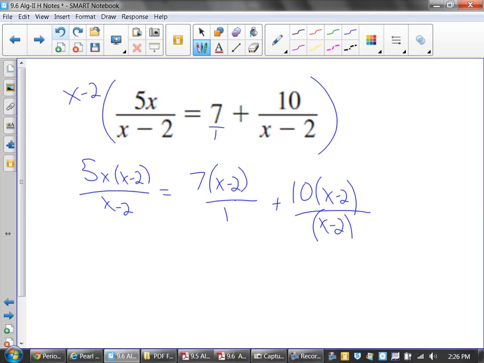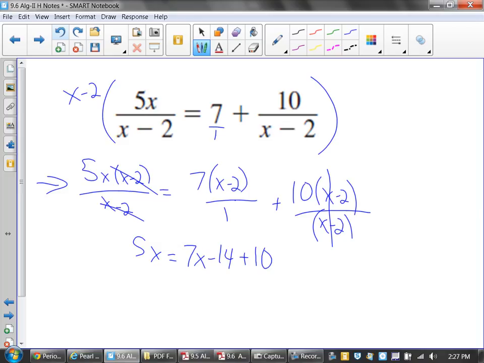The only reason why I'm writing out this secondary step is just so you can see why these things drop out, why the denominators go away. Can you drop out x minus 2? Yes, and that's why I'm showing this. As we get further into this, starting probably after this problem, I'm going to stop writing this step. If you want to stop writing it now, that's fine. Because you'll notice now by multiplying out everything by x minus 2, it goes away. I get 5x is 7x minus 14 plus 10, because those drop.